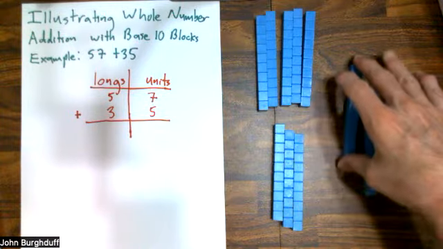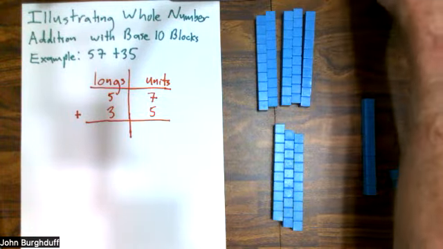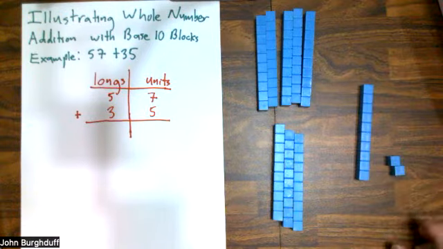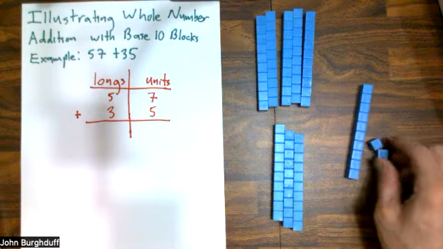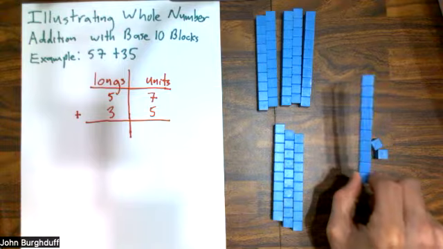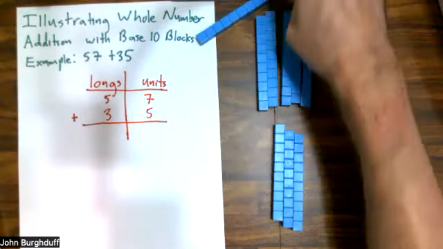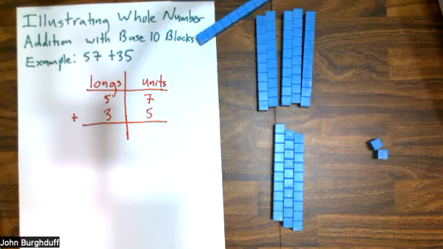So I trade out, or exchange, the 10 units I had for an extra long. I still have 2 units left, but I've got an extra long, and I'm going to put this over here with the other longs, just up there out of the way.